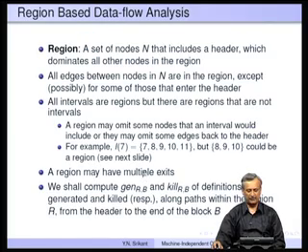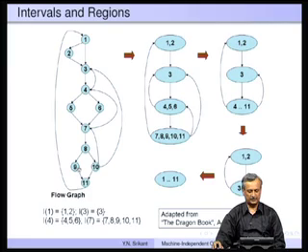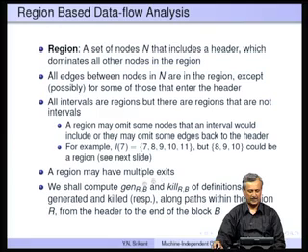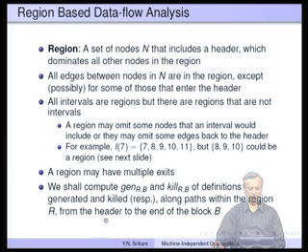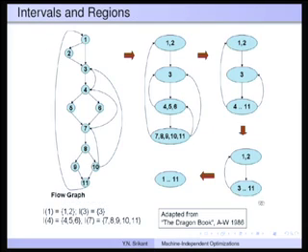So, a region may have multiple exits. This region 8, 9, 10 has 2 exits. So, no problem. Now, what we are going to do is compute gen of r comma b and kill of r comma b, of definitions generated and killed along the paths within the region R from the header to the end of the block B. So, this will become clear as we go along.